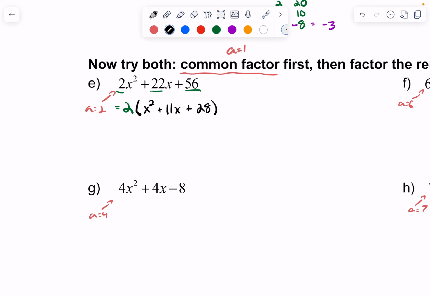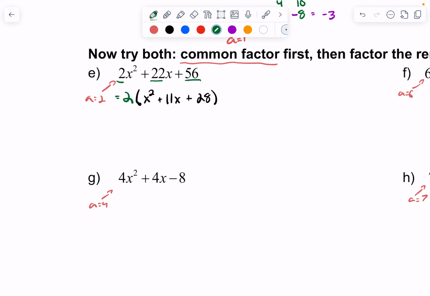All right, and now if we look at just this inside part right here, let's factor that. So nothing happens with that 2. The 2 is still coming along because you can't get rid of it. It's just factored out. But now we're just going to factor that thing underlined in purple.